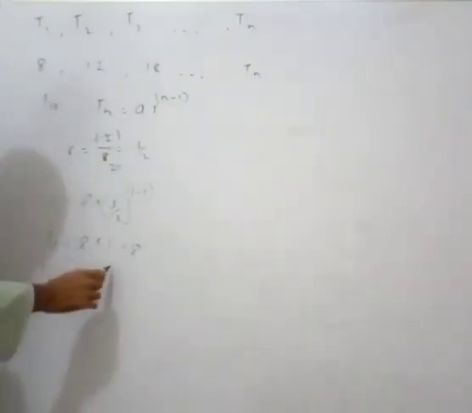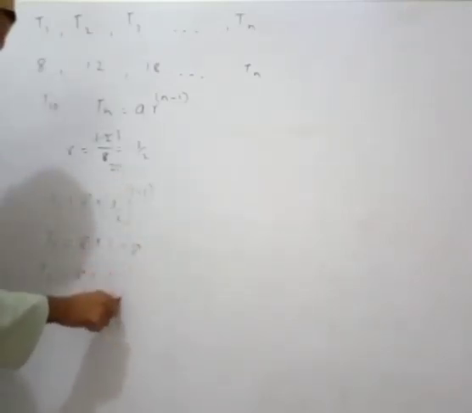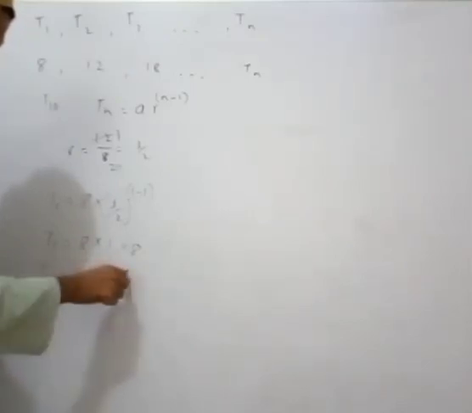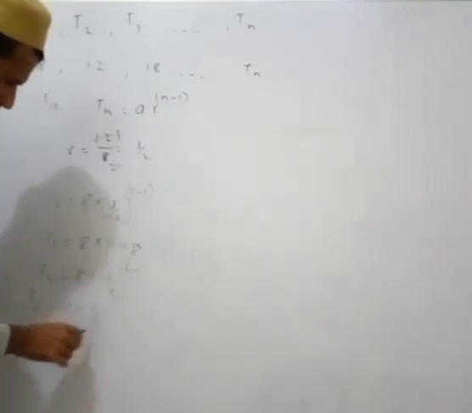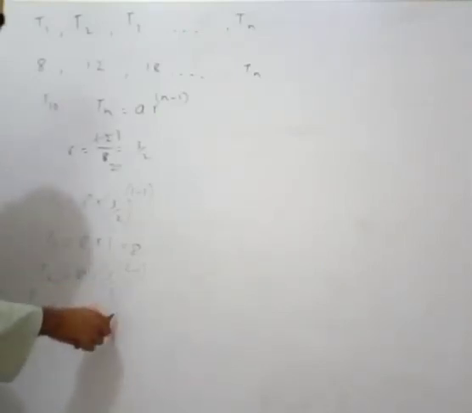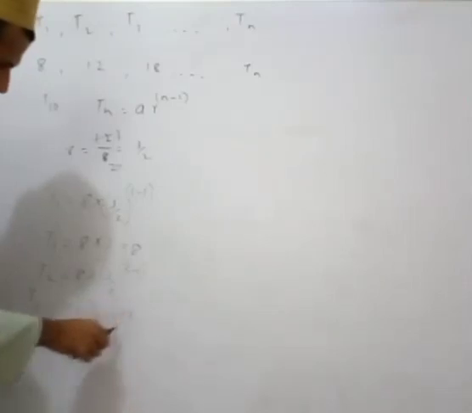Alright, let's go for T2. T2 is equal to 8 into 3/2, to the power n is equal to 2, so 2 minus 1. So T2 is equal to 8 into 3/2. Here 8 divided by 2, 4 into 3 is equal to 12.